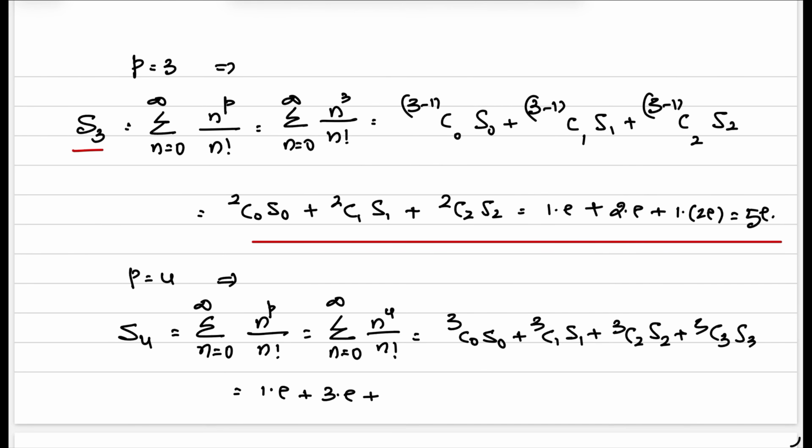3C2 is factorial 3 by factorial 3 minus 2 into factorial 2, that is nothing but 3. S2 value is 2e plus 3C3 is 1. S3 value is 5e. What is its value? 1 plus 3 is 4, 4 plus 6 is 10, 10 plus 5 is 15, so 15e.